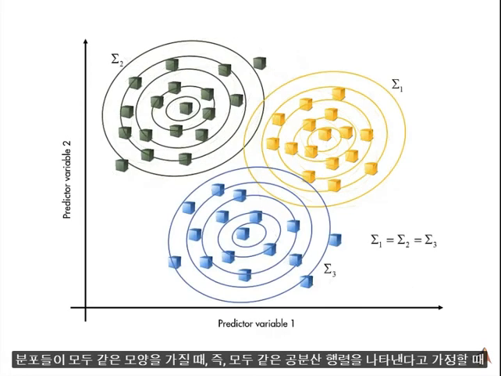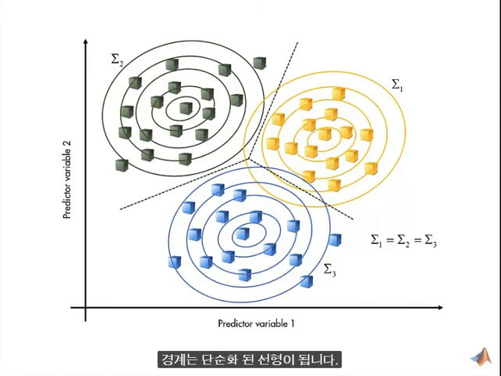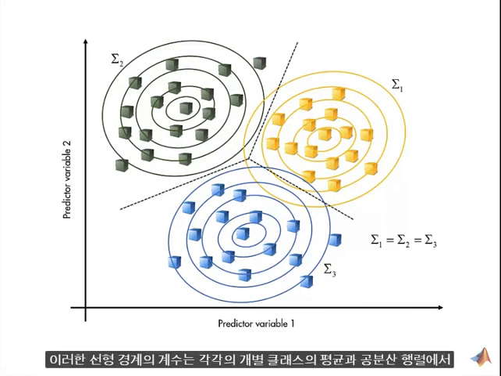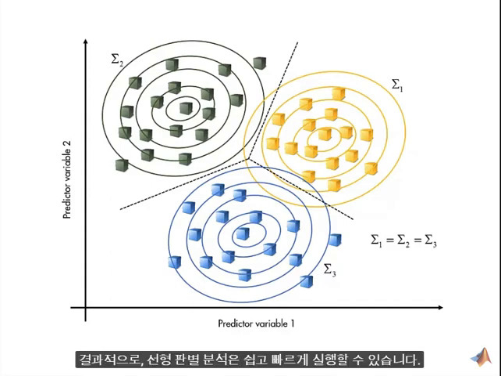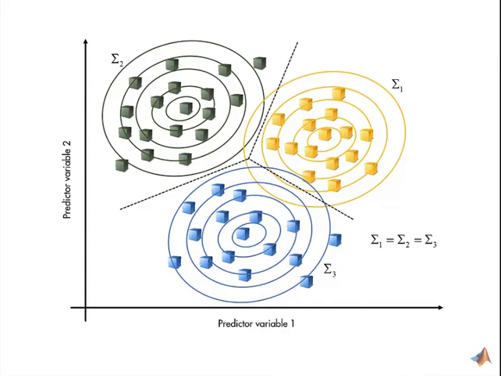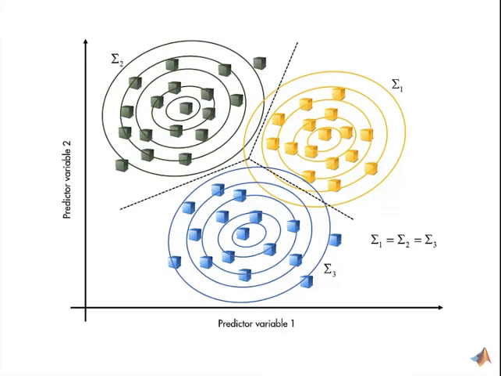If we assume that the distributions all have the same shape, that is, the same covariance matrices, then the formula simplifies greatly. The boundaries turn out to be linear, and the coefficients of these linear boundaries are easily calculated from the individual class means and shared covariance matrix of the observations. This makes linear discriminant analysis quick and easy to perform. However, linear boundaries are not appropriate for all problems.